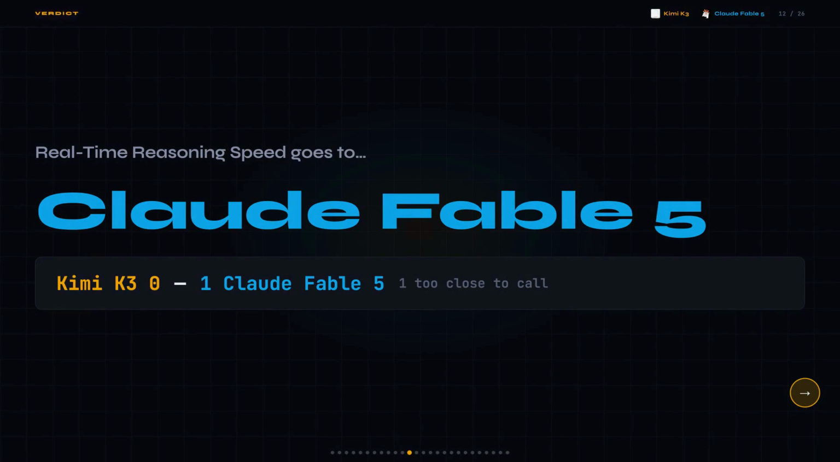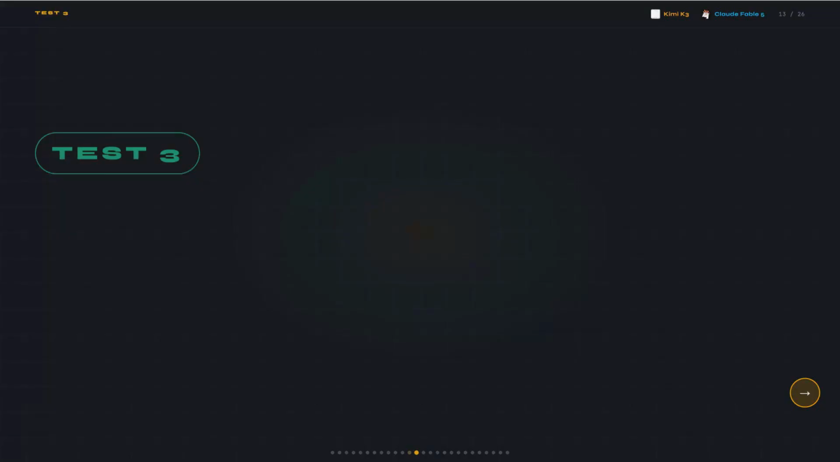Almost double the output speed and half the time to first token. I honestly expected the gap to be smaller, but 63 versus 33 tokens per second is hard to argue with. That puts Claude Fable 5 on the board first, 1 to 0 with 1 tie still sitting there.